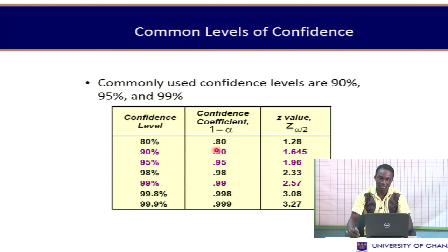If your confidence level is 80%, then your 1 minus alpha is 0.8, and your z value is 1.28. If your confidence level is 90%, then your z value is 1.645. If your confidence level is 95%, then 1 minus alpha is 0.95, and your z alpha over 2 will give you 1.96. Similarly, if your confidence level is 99%, then your z alpha over 2 is 2.57. We have other values that you can check. But in most cases, the most commonly used confidence intervals are the 90%, the 95%, and the 99% confidence intervals.